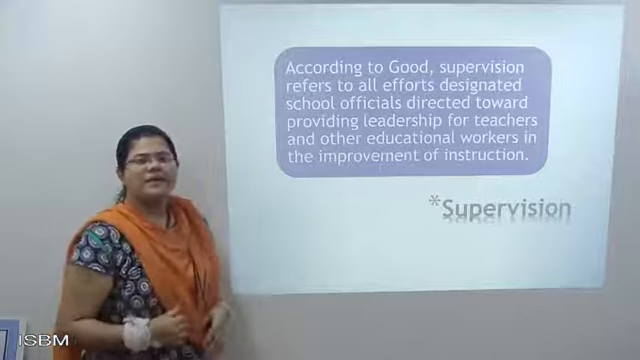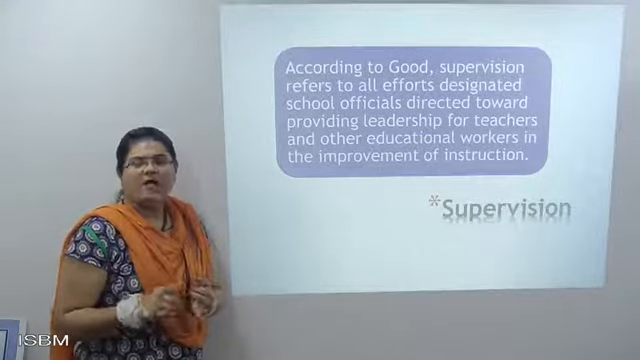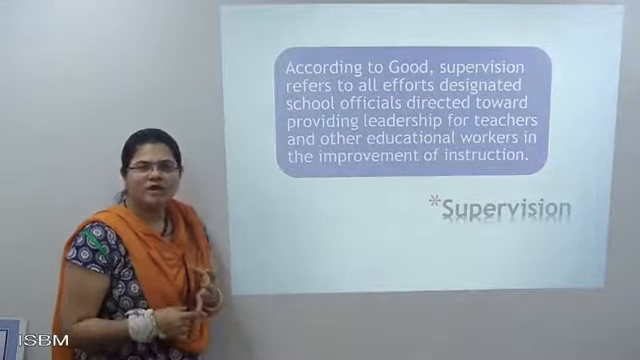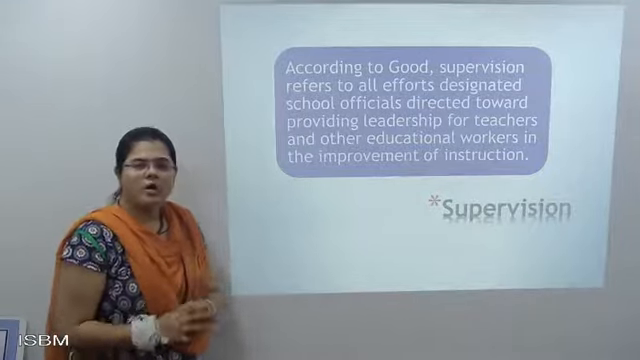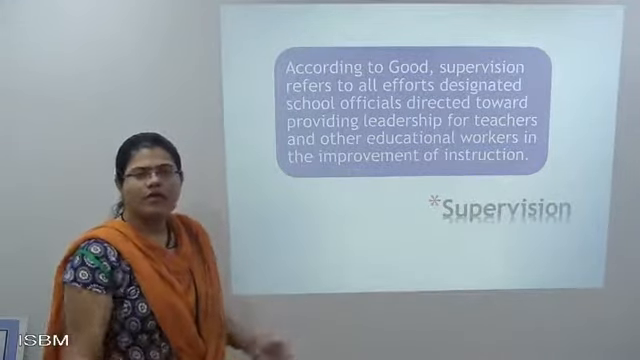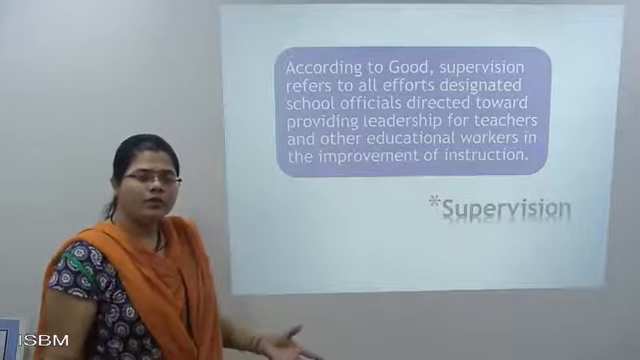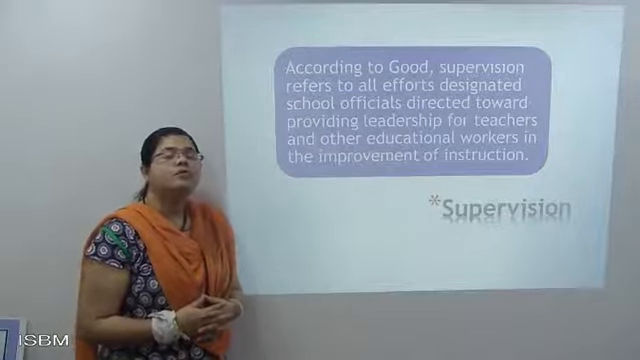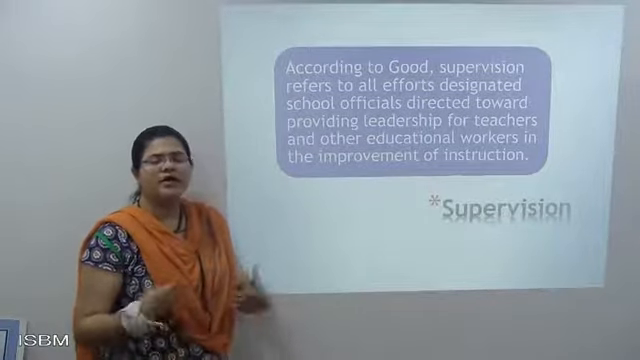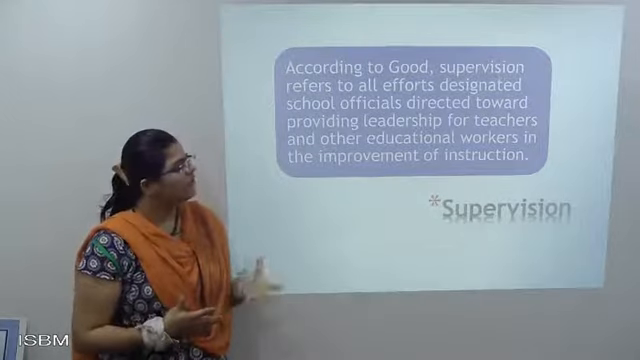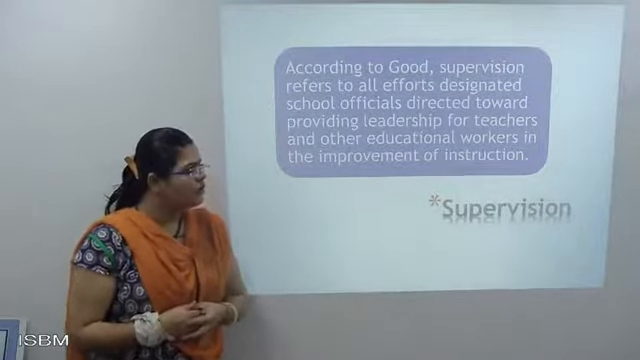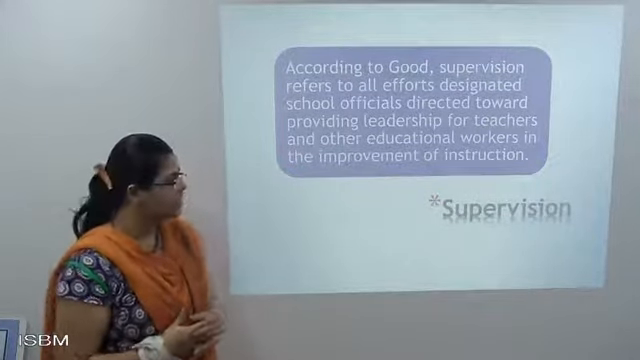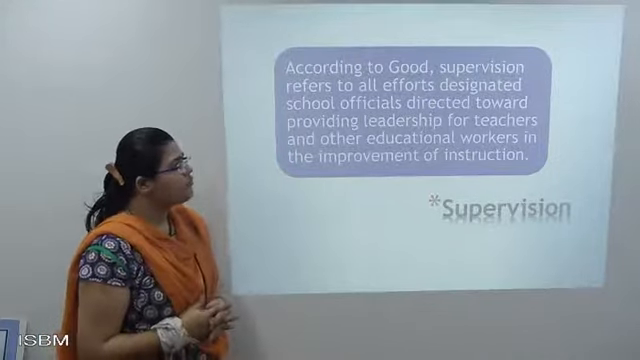A good supervisor looks after roles, functions, responsibilities and principles, and through this he motivates the people, not only his workers but even the teachers, where leadership quality is also developed in those teachers, and they come out with new ideas. That is one type of a good way of supervision, and from this supervision new techniques are developed, and finally the improvement of instruction.